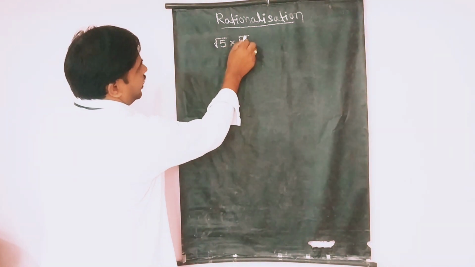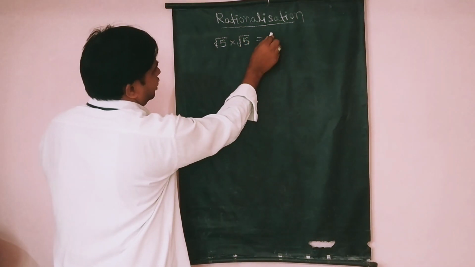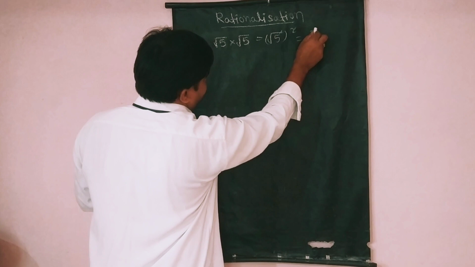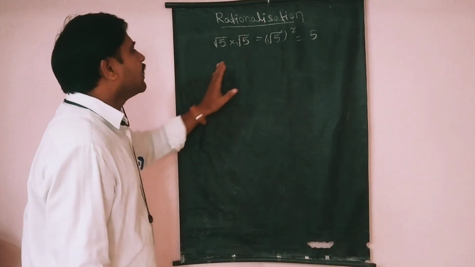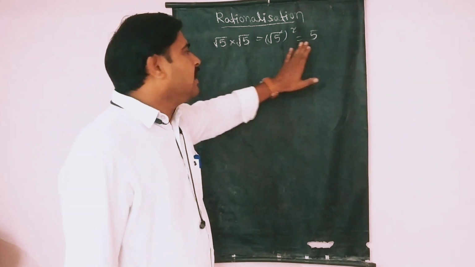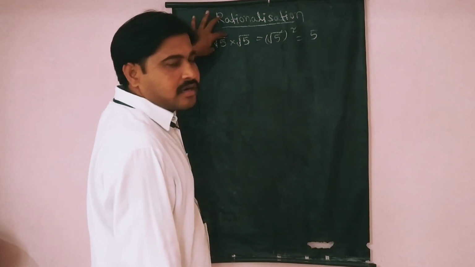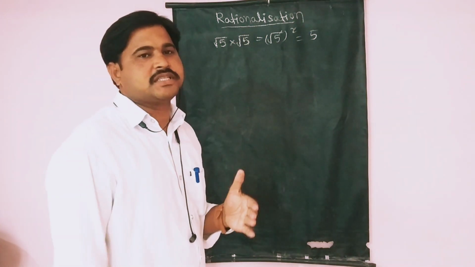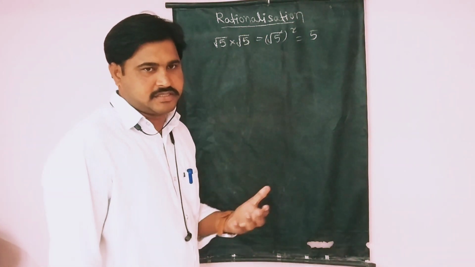Root 5 multiplied with root 5, we get root 5 squared. The square root gets cancelled, and we get 5. After rationalization we got the number 5. Root 5 is an irrational number and 5 is a rational number. This process is called rationalization.